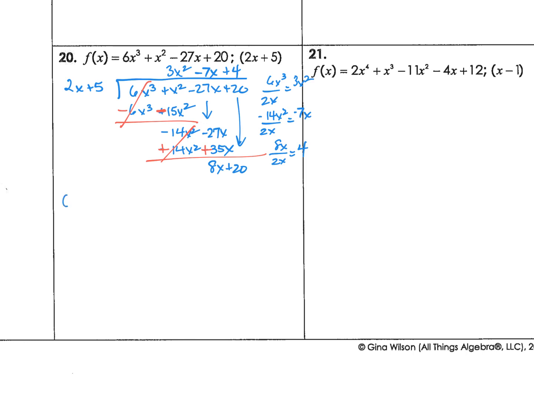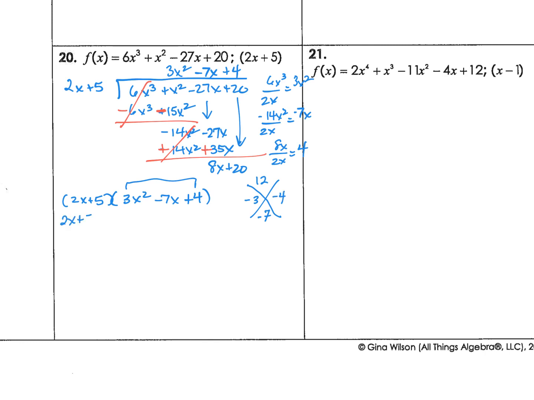So now what we know is this is 2x plus 5 times 3x squared minus 7x plus 4. Now what? Now we have to factor that second term, don't we? So let's factor it. Factor by grouping, right? 3 times 4 is 12. Adds up to negative 7. What factors of positive 12 add up to negative 7? Yep. Negative 3 and negative 4.